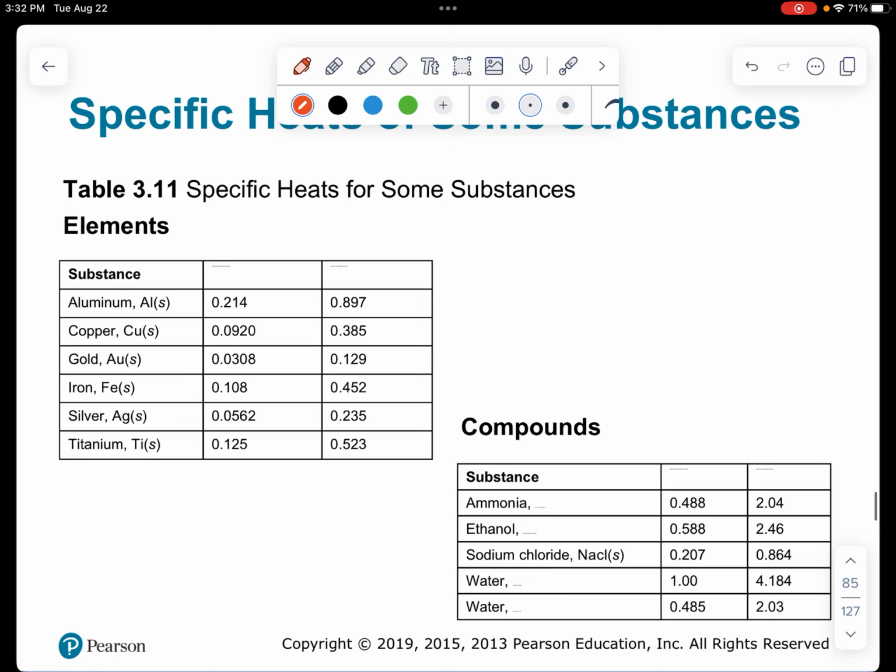Oh, I need to have the units here. I would say these are calories per gram degrees C. This one must be calories. This one must be joules. So the units are calories per gram degree C or joules per gram degree C. And so you'll see that aluminum is 0.24, silver is 0.125 or 0.0562.